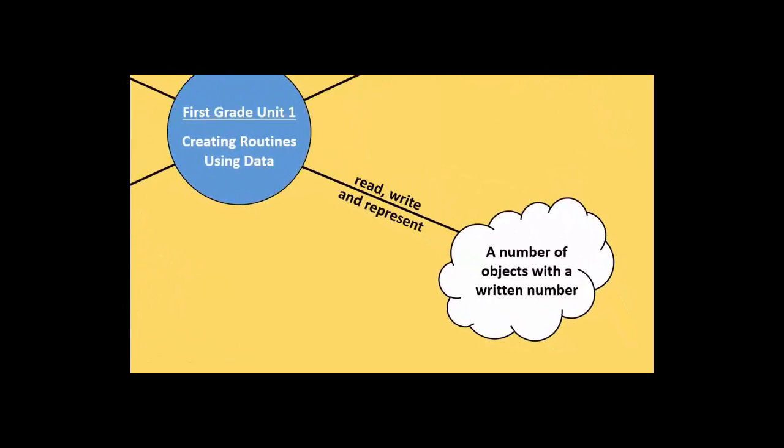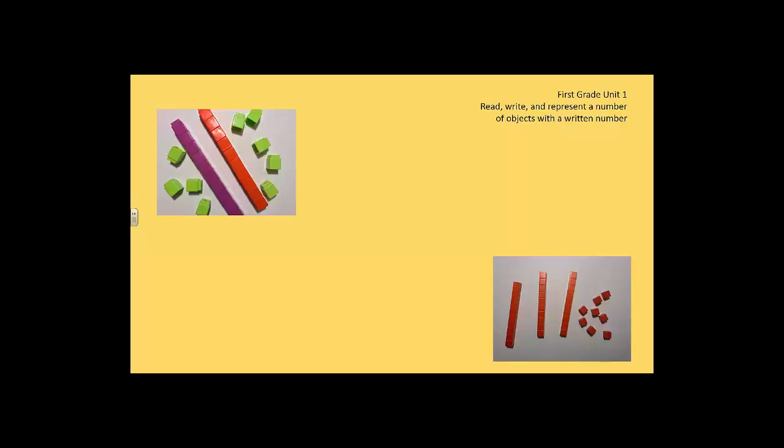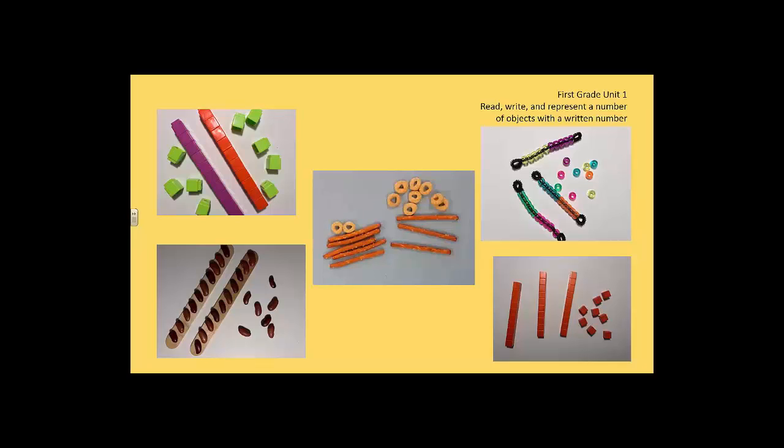First graders will also read, write, and represent a number of objects with a written numeral. Representations of numbers can include connecting cubes, place value blocks, also known as base 10 blocks, or other concrete materials such as beans or beads. Fun food items can also be used, such as pretzel sticks as tens and Cheerios as ones. It is important for students to connect many different representations for the same quantity or number. Students will spend time building numbers many different ways.